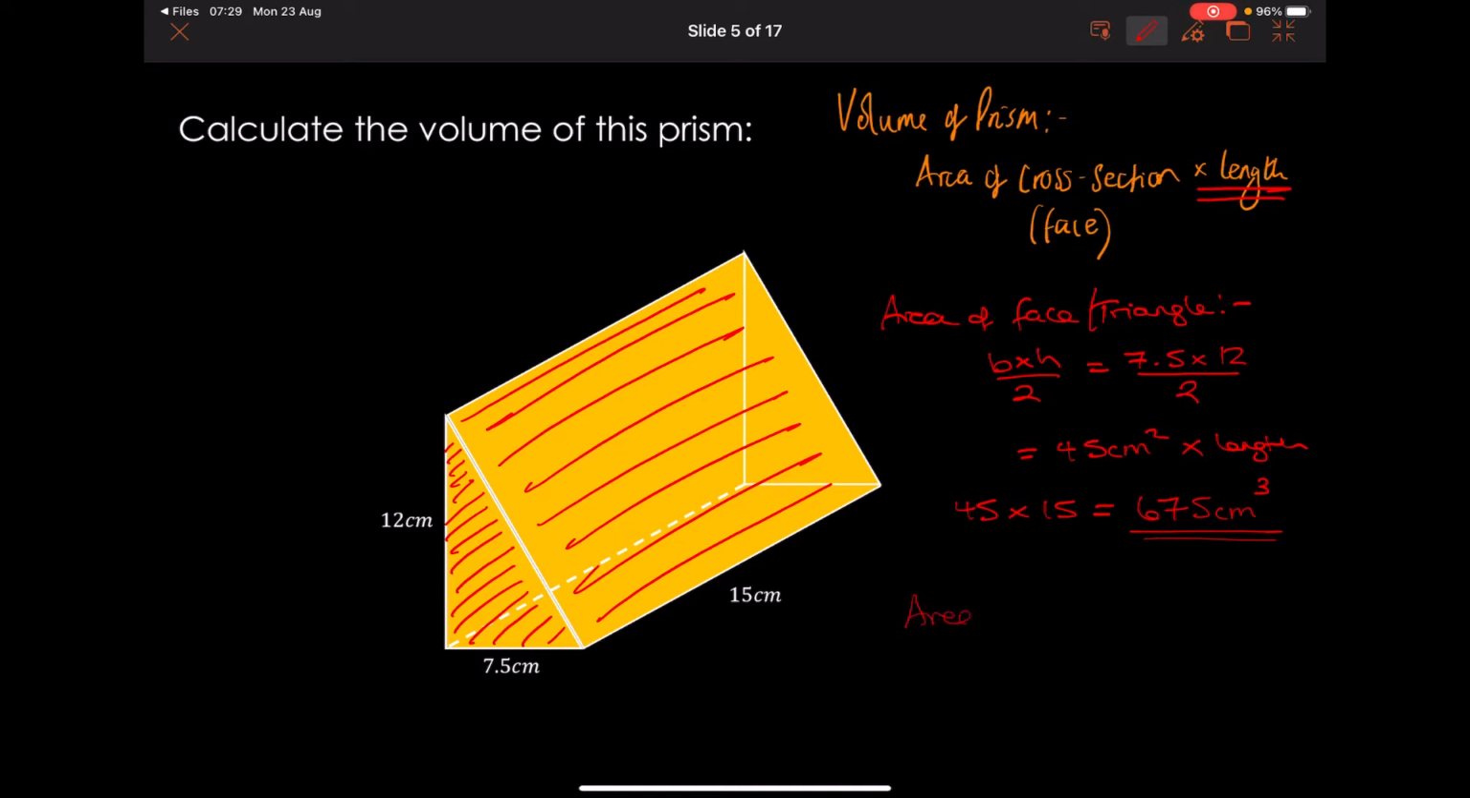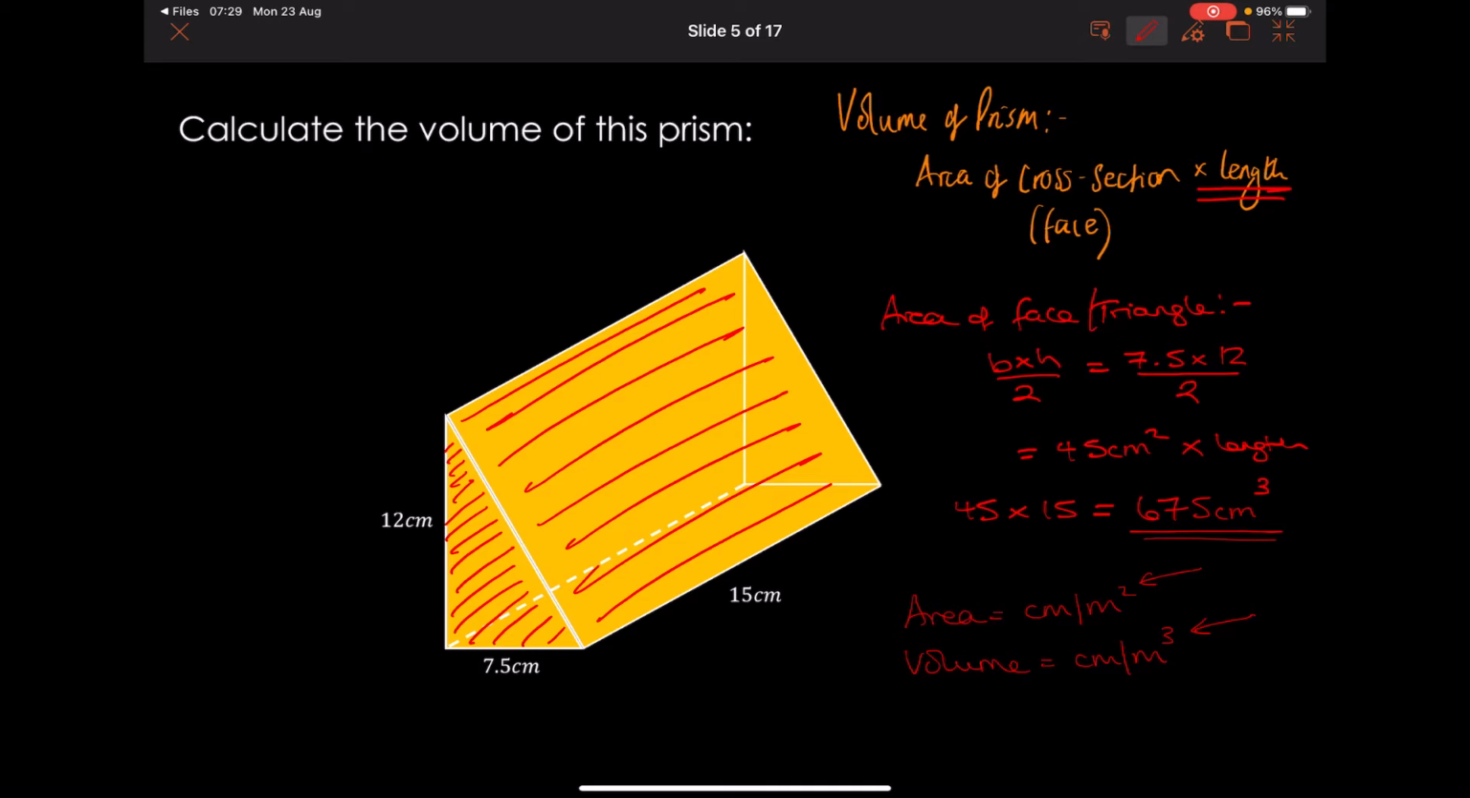So area is squared, centimetres or metres squared. Volume is always in centimetres or metres cubed. It could be yards cubed, it could be millimetres cubed, it could be anything, but it's cubed. And the same for area, is always squared. Okay, so that is the volume of a prism. Not too difficult, hey?